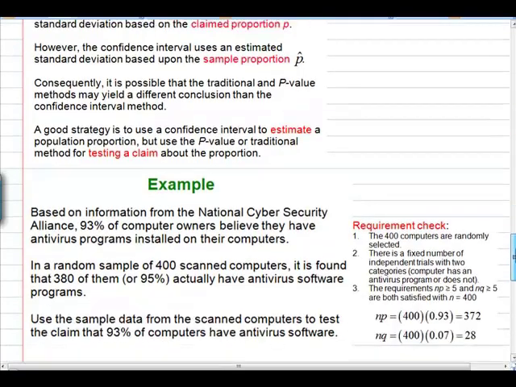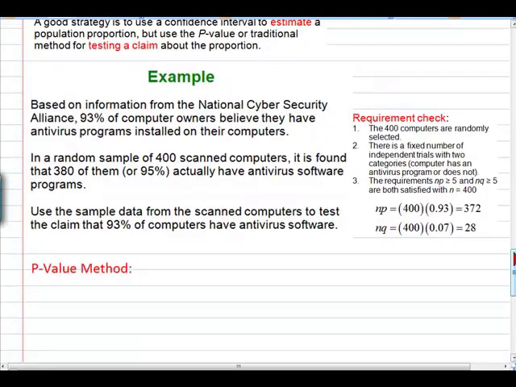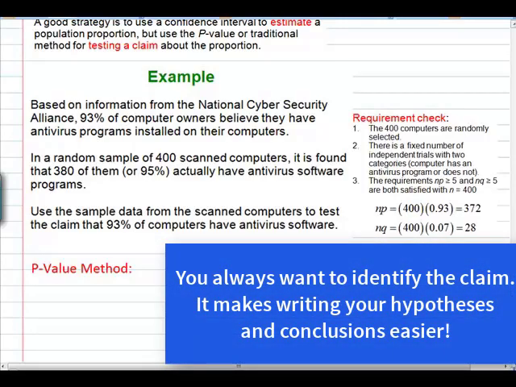So here's another problem, and we're going to use different methods to solve it. It says, based on information from the National Cybersecurity Alliance, 93% of computer owners believe they have antivirus programs installed on their computers. In a random sample of 400 scanned computers, it is found that 380 of them, or 95%, actually have antivirus software. Use the sample data from the scanned computers to test the claim that 93% of computers have antivirus software. What is our claim symbolically?